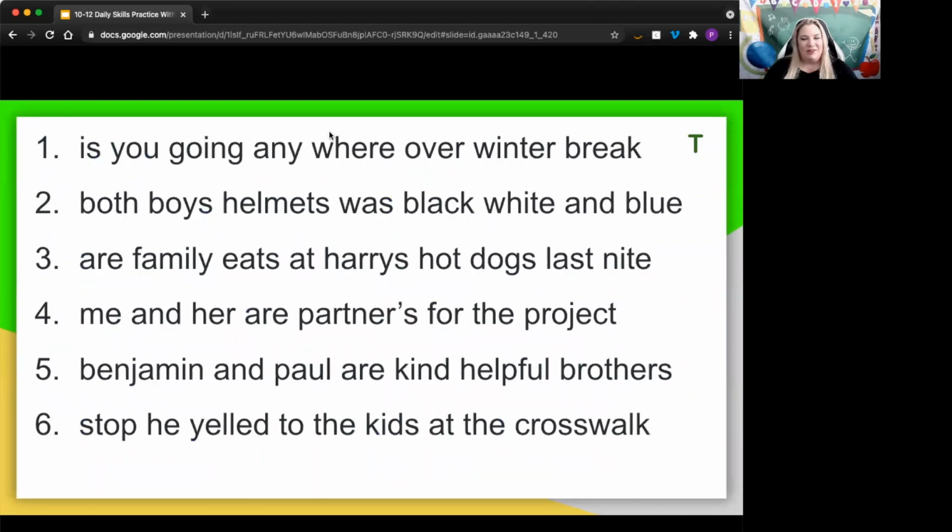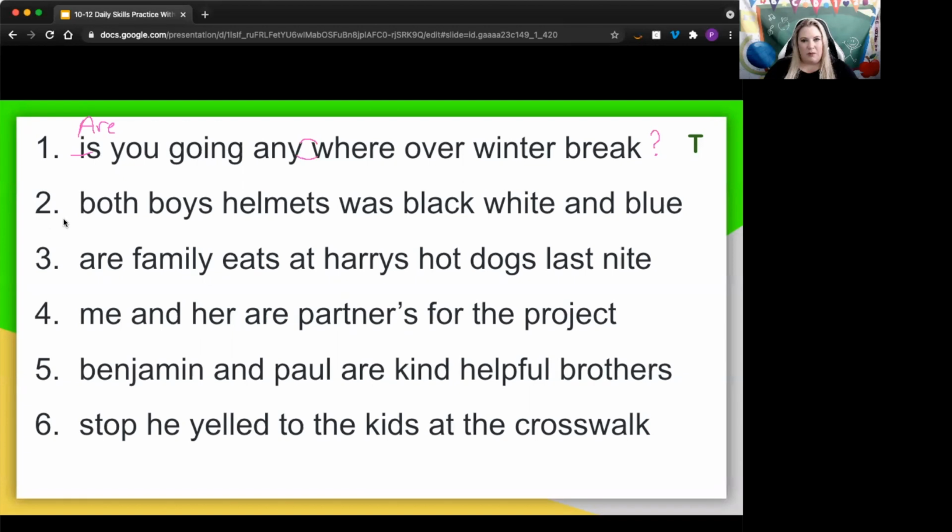All right, make your corrections on your paper and then check them against mine as we go. Is you going anywhere over winter break? Okay, well, that sounds like a very poorly stated question. So I'm going to go ahead and put a question mark at the end. That's the first thing I noticed. I think what they meant to say here was, are you? Are you going anywhere? Anywhere is one word, so we'll close that up. Over winter break, and then it's done.